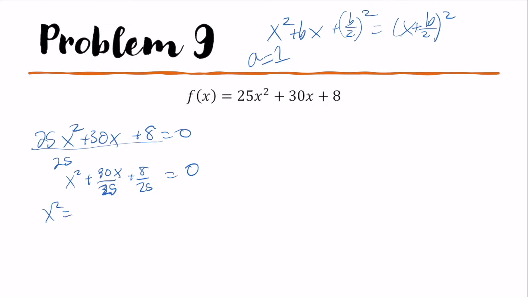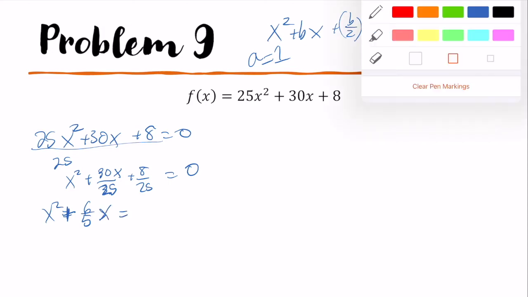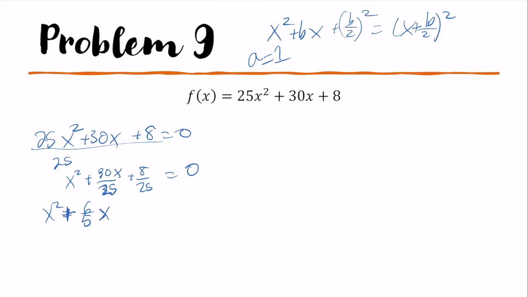So I have x squared plus 6/5 x, because in this class we simplify our fractions, as you should in all classes, equals, gotta give myself some space, a negative 8/25. We've got to move that to the other side. Then I add my b term divided by 2. I've got 6/5, so 6/5 divided by 2 squared.